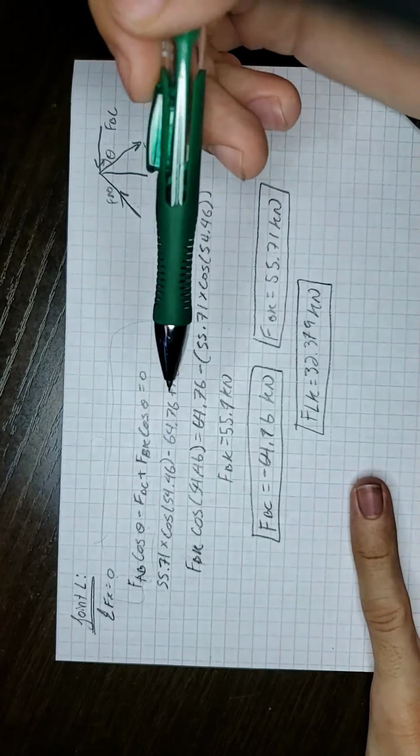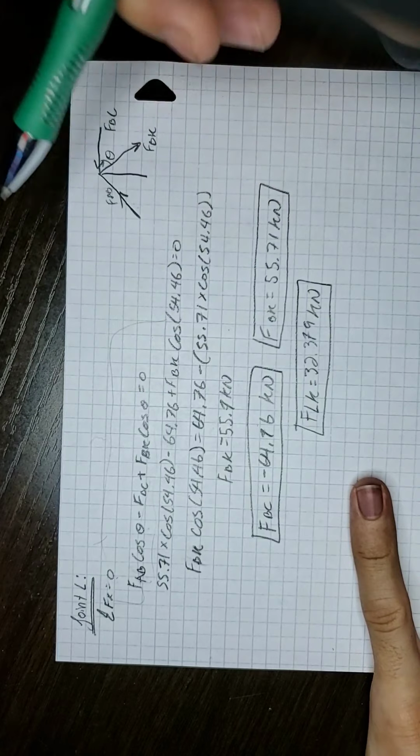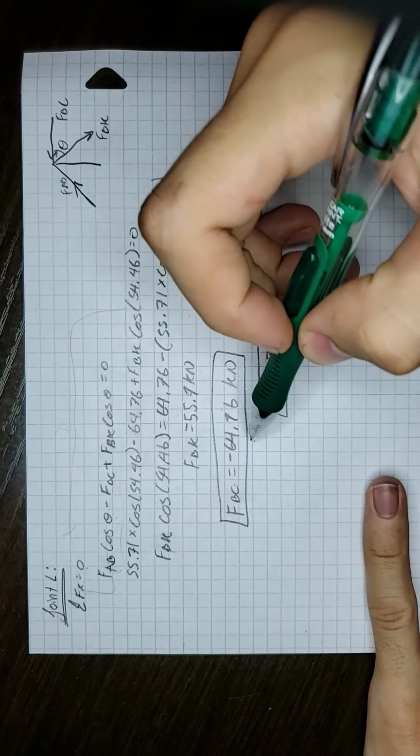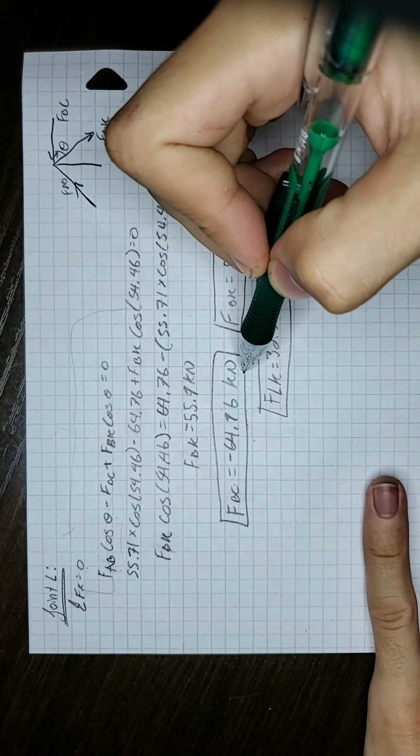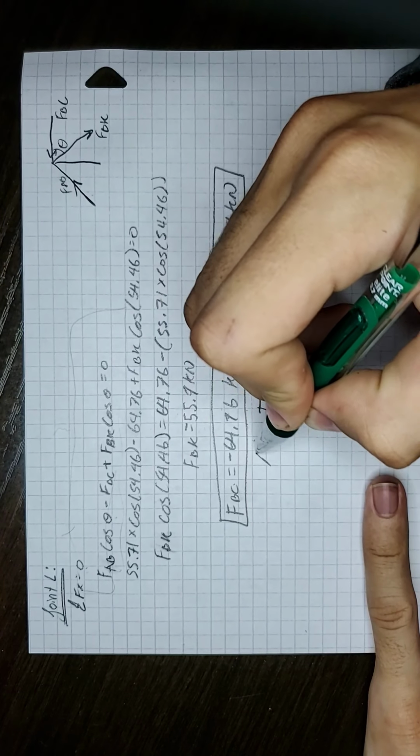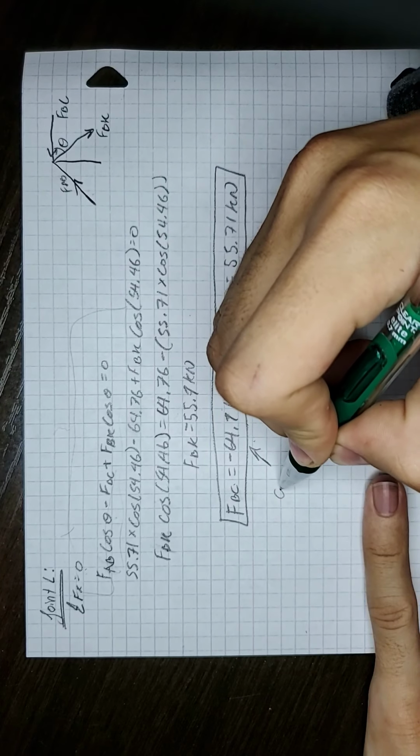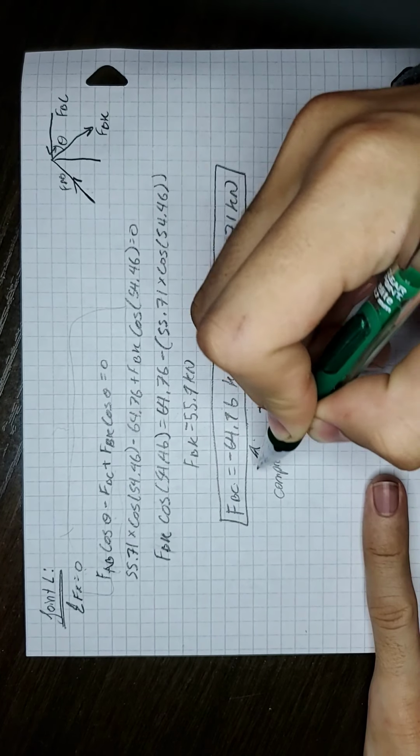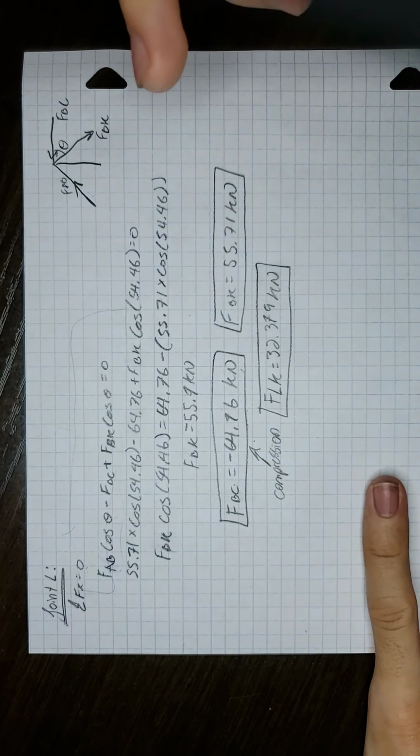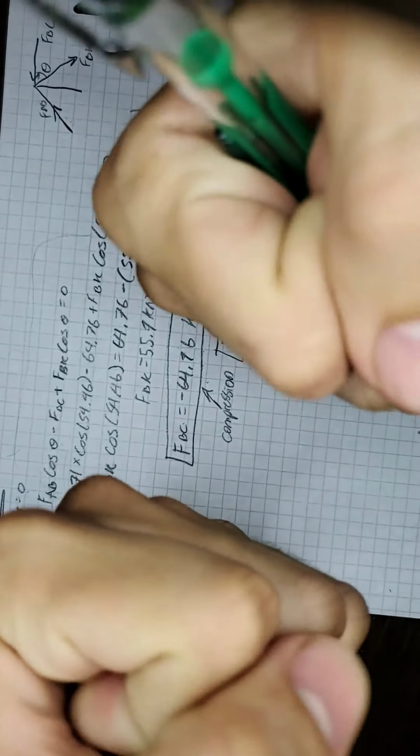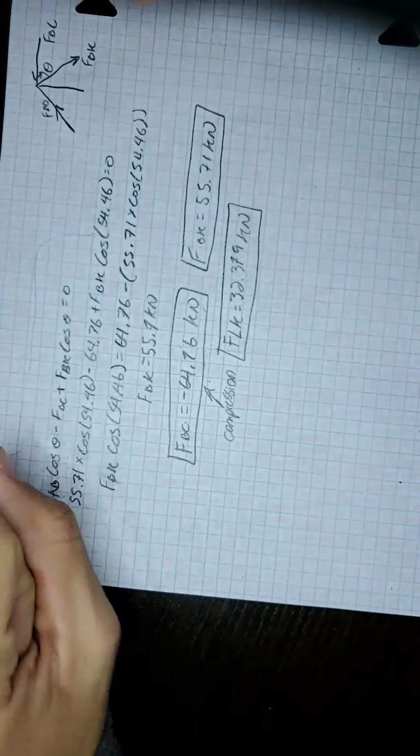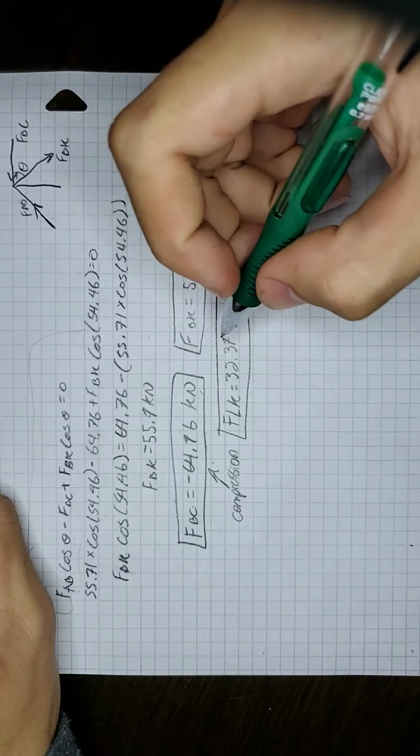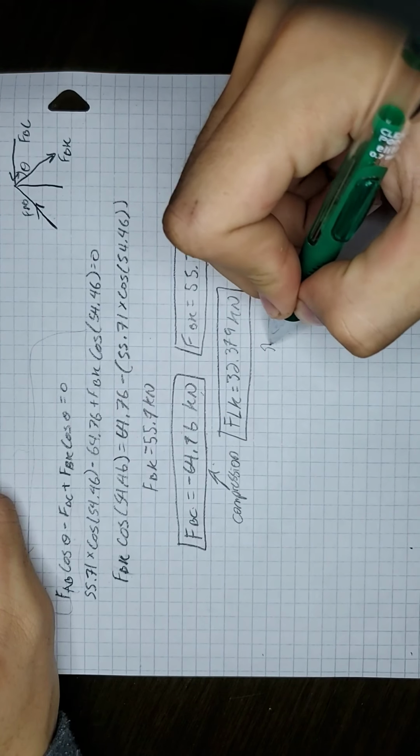Now of course we plug and chug, and we can conclude that our force at BC is equal to negative 64.76 kilonewtons. This is most likely compression, due to its nature of being a negative force. Negative forces means you're pushing together, whereas LK and BK will be a stretch.